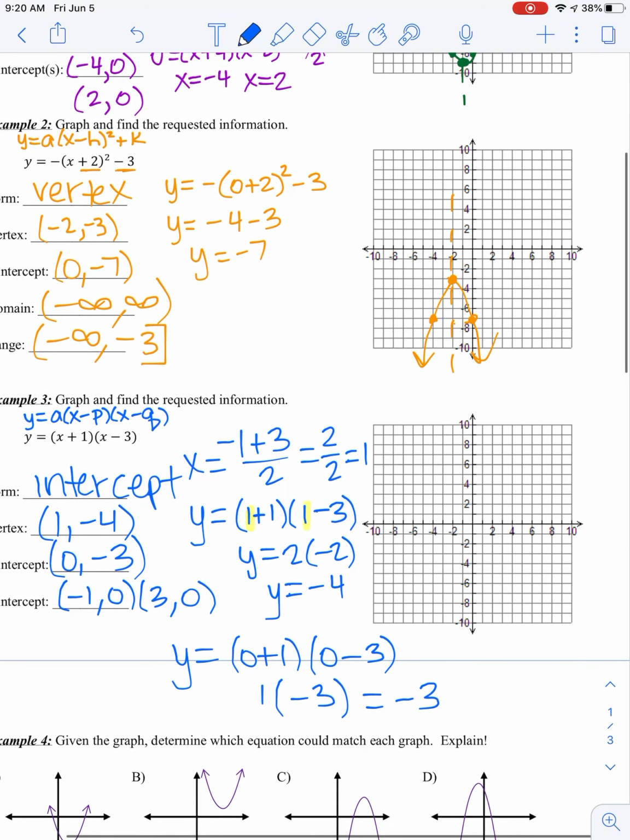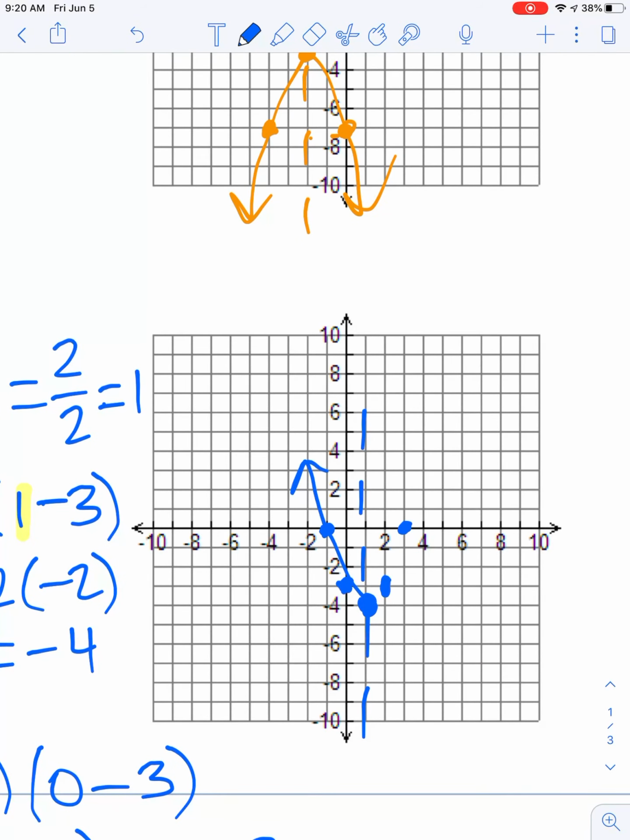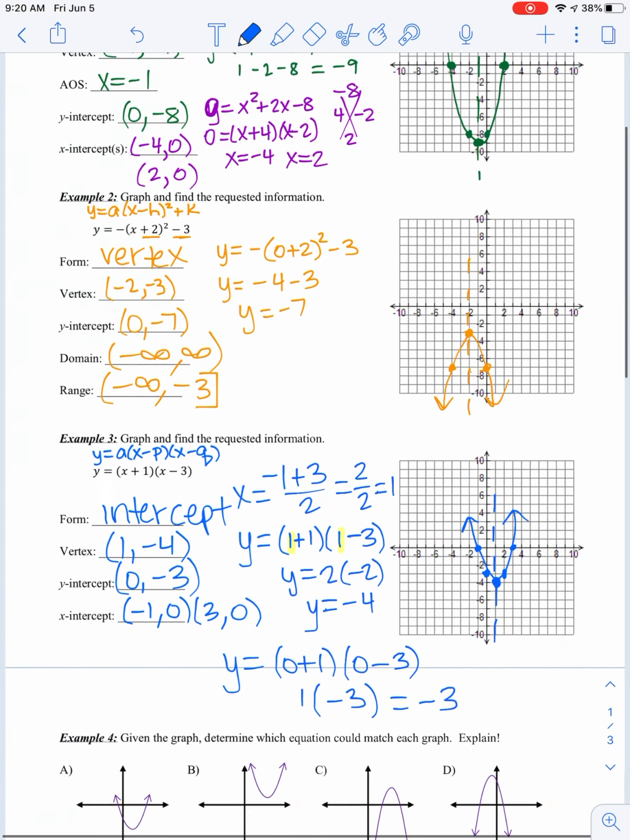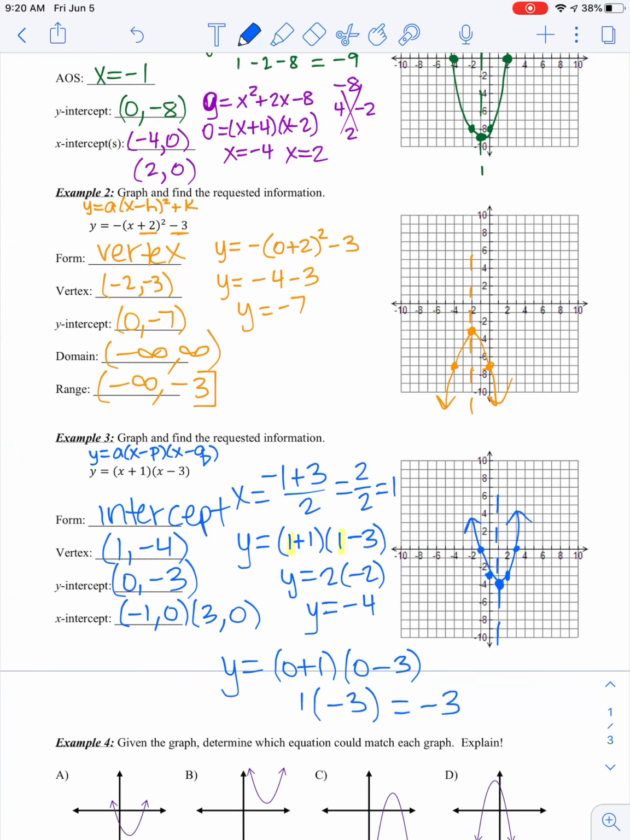Now we can go ahead and graph everything. So the vertex is at 1, negative 4. The y-intercept is 0, negative 3, and that can reflect over to 2, negative 3. And we also have x-intercepts at negative 1 and 3. And we have 5 points to connect and graph our parabola. And it should be opening upward, which it is.